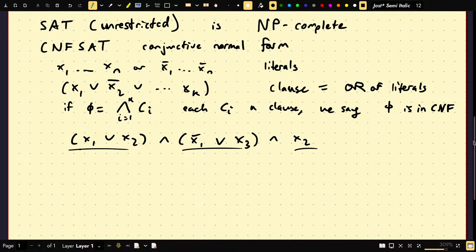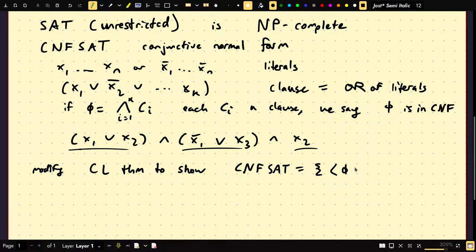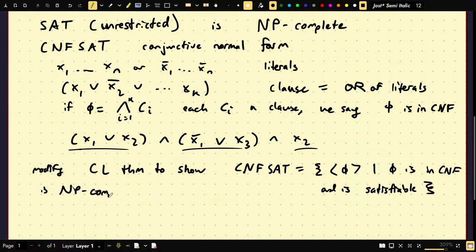So we proved the Cook-Levin theorem, that SAT is NP complete for the unrestricted version of SAT. But we could modify the proof to show that CNF SAT is NP complete, right? So modify the Cook-Levin theorem to show that CNF SAT, which is equal to the set of all Boolean formulas such that phi is in CNF form and is satisfiable, is NP complete. I'll let you work through that as an exercise.